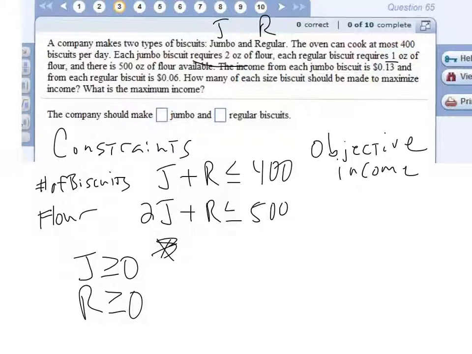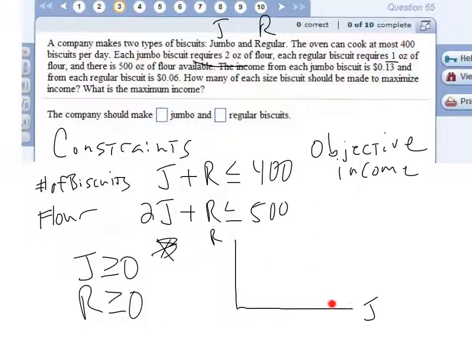So a couple of ways to go with this. I like to make a picture. I'm going to put the jumbo biscuits on the x-axis, the regular biscuits on the y-axis. That doesn't really matter. Using graph paper often helps you do this also. So now we're going to talk about how we graph this. Well, one way to graph these is to think of finding the intercepts.